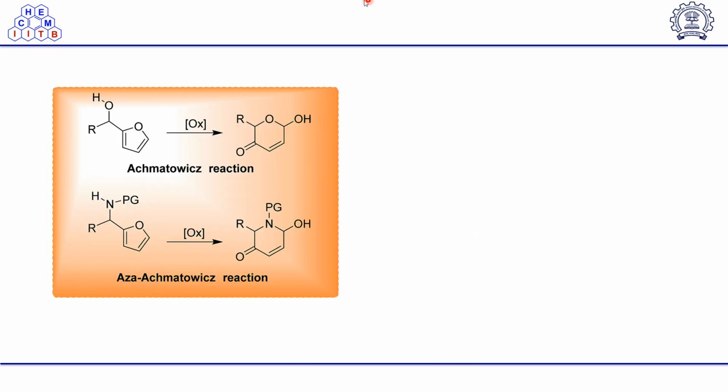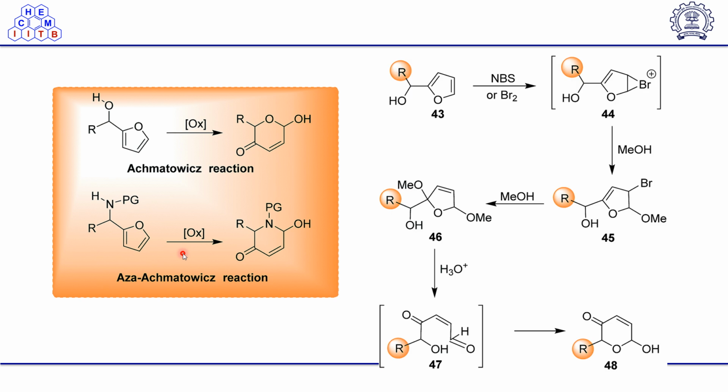Now, the next reaction which we saw was the Achmatowicz reaction or Aza-Achmatowicz reaction, where the five-membered ring is getting oxidized to form this six-membered ring. Or it could be the nitrogen analog, where we call it the Aza-Achmatowicz reaction. So the mechanism is like this. First, NBS will form this bromonium ion on this alkene. Then methanol, OMe, will be attacking this bromonium ion, and it will open this bromonium ion to form bromine at this position and OMe at this position.